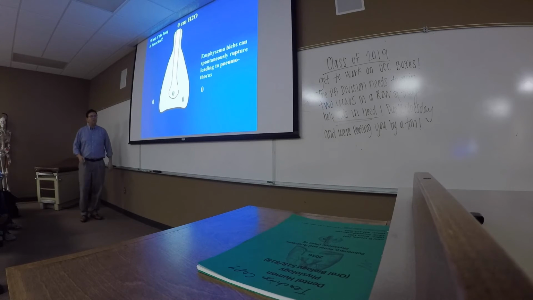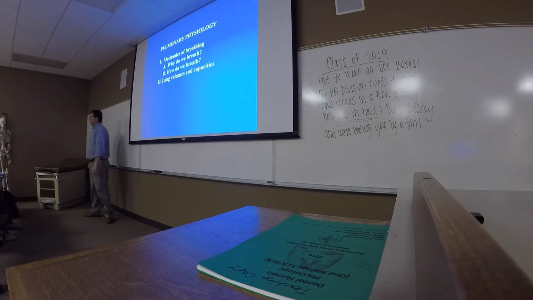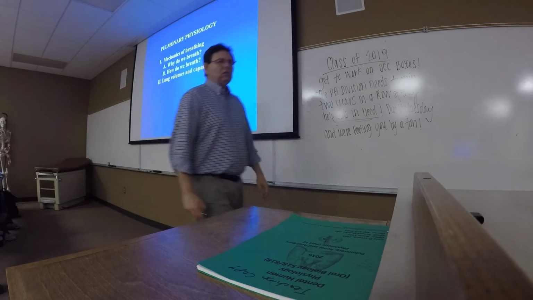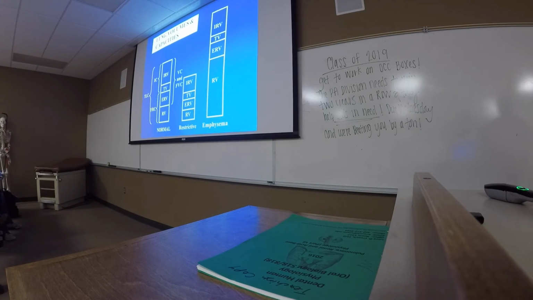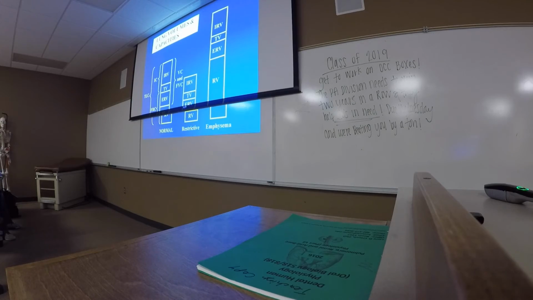This would be a case of emphysema blood spontaneously rupturing because of pneumothorax. So, at this point, we're going to look at lung volumes and capacities, and I really do think the best way to do this is just go to the board.